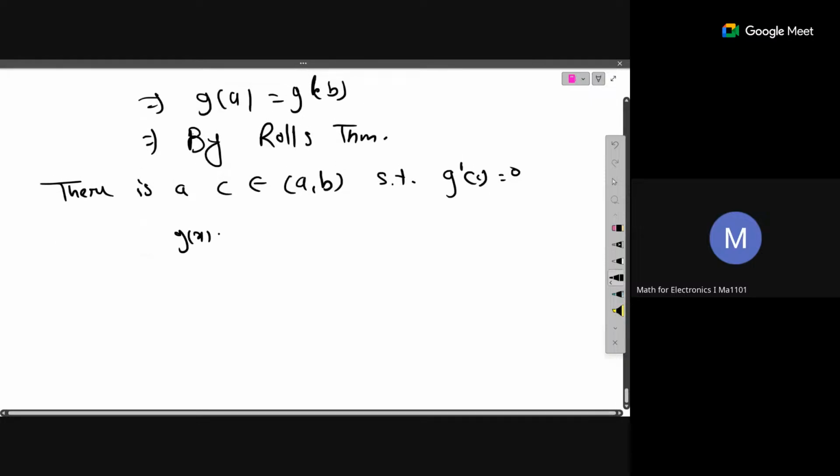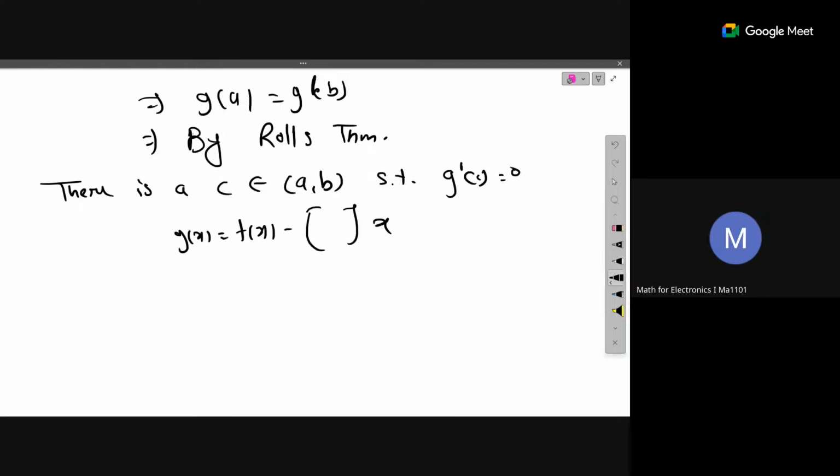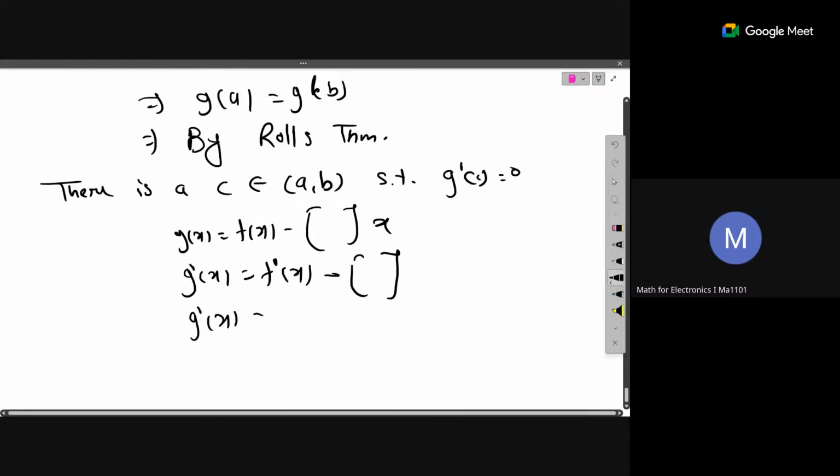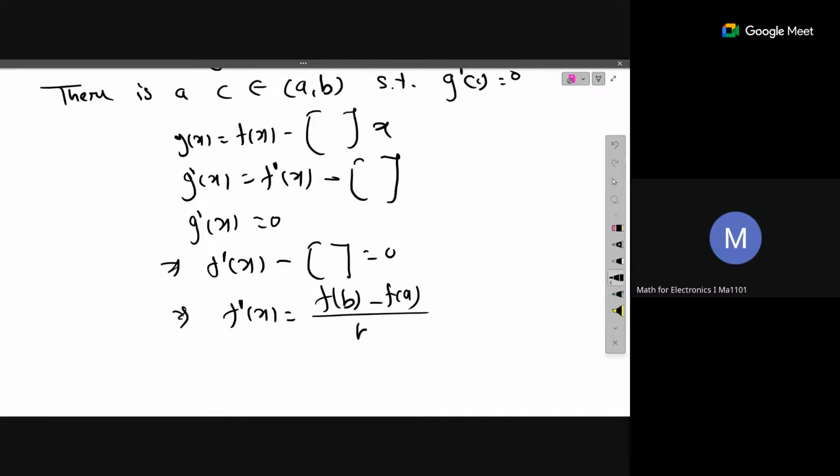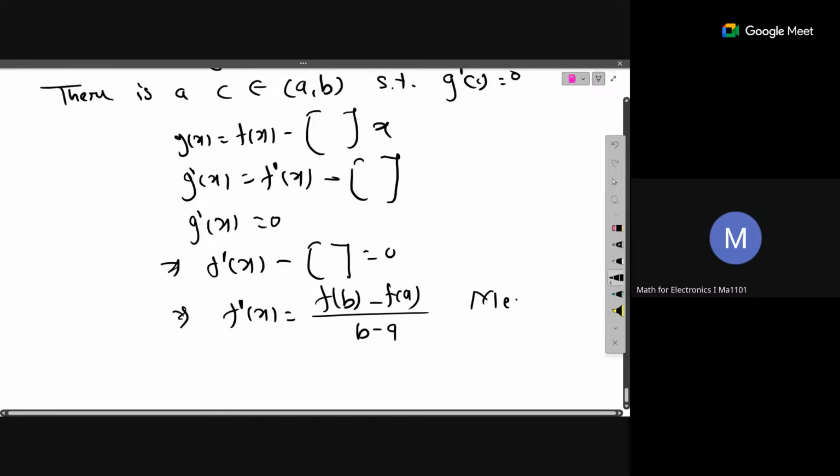So now what is g'? g(x) is given by f(x) minus this particular quotient times x. If we compute g'(x), it's simply f'(x) minus this particular quotient, because the derivative of x is 1. So g'(x) equal to 0 implies that f'(x) minus this quotient is equal to 0. So it simply says that f'(x) is equal to (f(b) minus f(a)) by (b minus a). And that's our mean value. So here we prove our theorem.